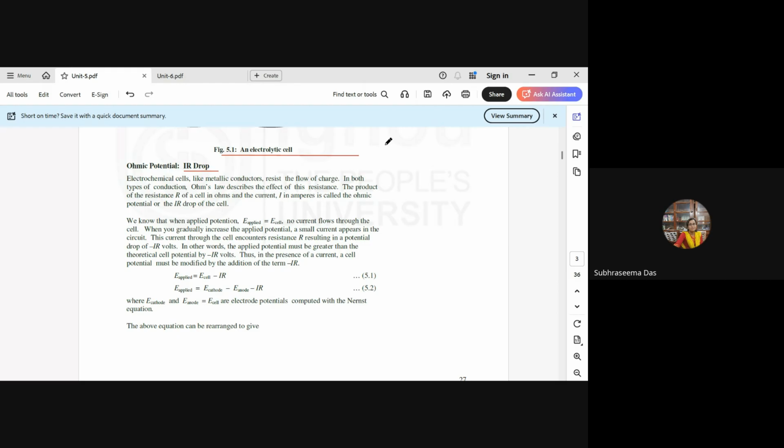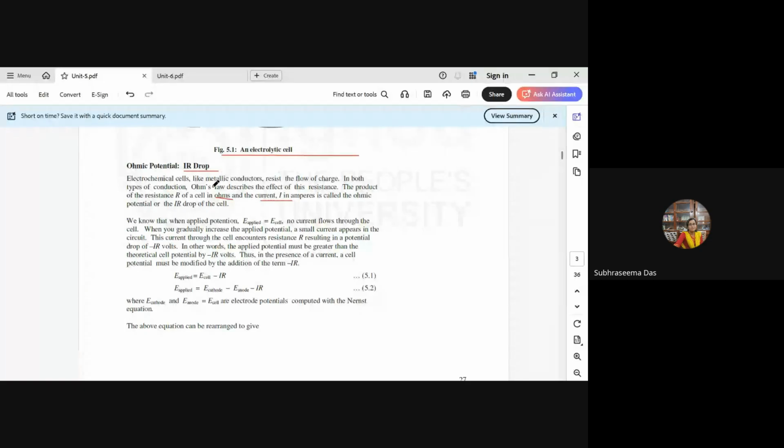We know that resistance is described by Ohm's law. The product of the resistance R of a cell, which we take in ohms, and the current I in amperes, we call the ohmic potential or the IR drop. So I represents the current and R represents the resistance. So overall, the product of I and R is called the IR drop, or the ohmic potential.